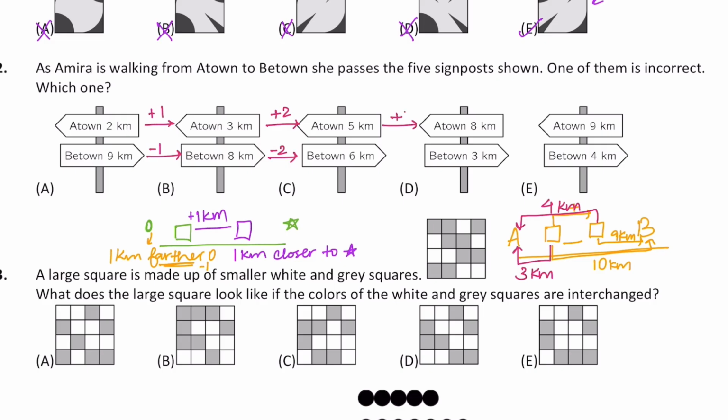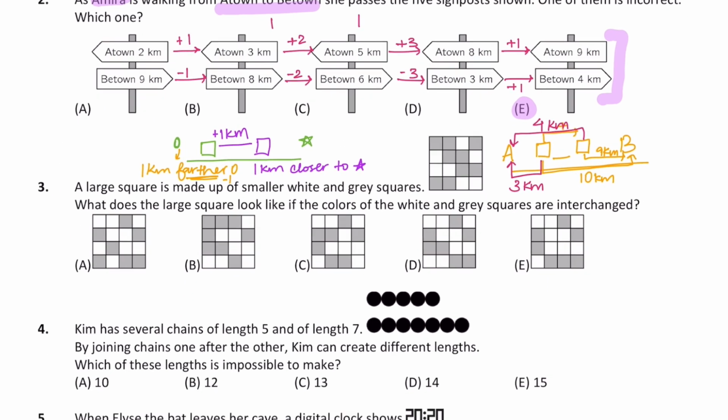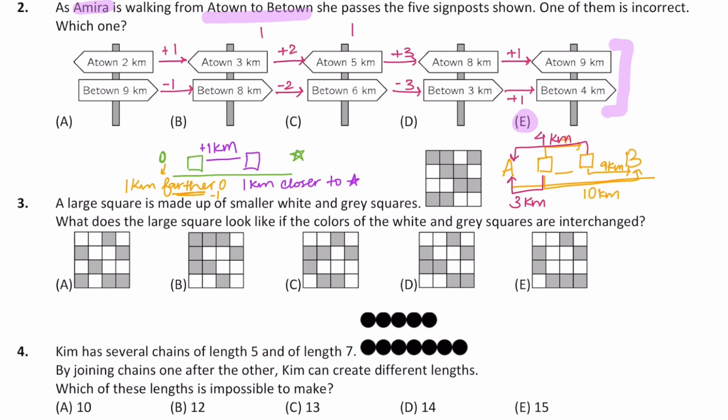This is +3. That means we should have a -3 over here. Then we have +1, but over here we have another +1. So E is the wrong signpost, because this is saying that both the towns are in one direction. However, Amira is walking from town A to B, so they need to be in opposite directions. Okay. Let's do the next question.